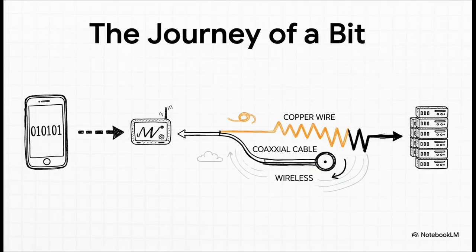So let's just quickly run through that journey one more time. It starts in your device as pure digital information, zeros and ones. A modem translates it into a physical signal. That signal travels over a physical medium, like a wire or a cable or through the air. It gets boosted by repeaters all along its path to stay strong, and this whole process, happening billions of times a second all over the world, is what creates the internet as we know it.